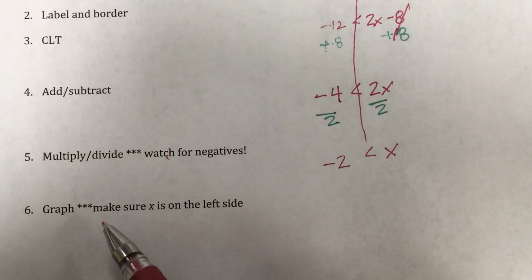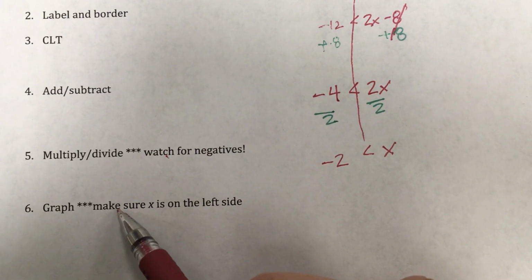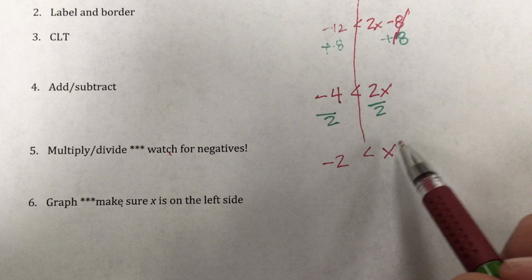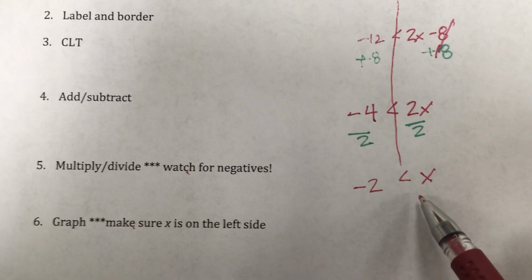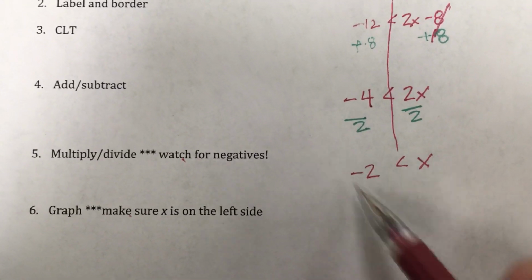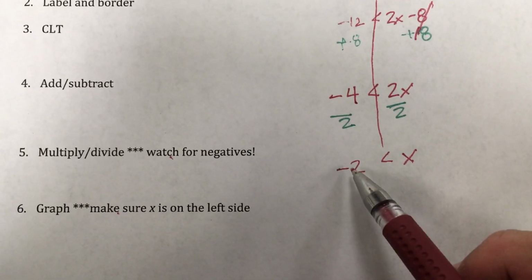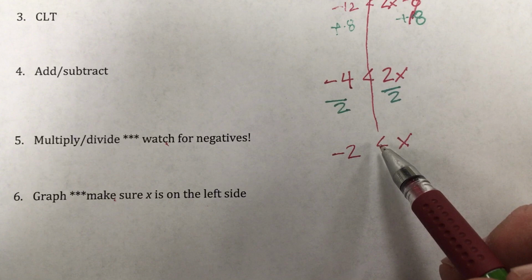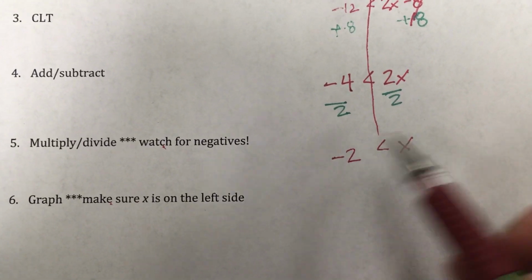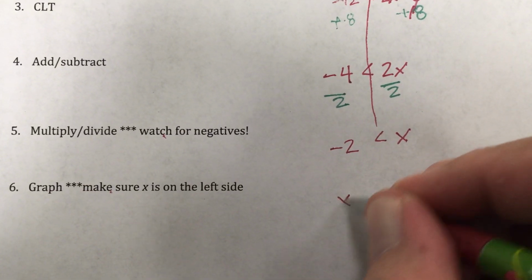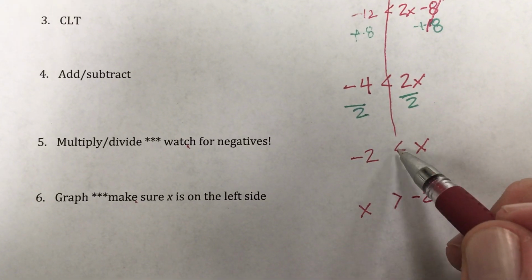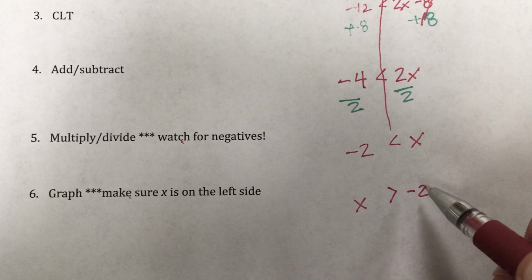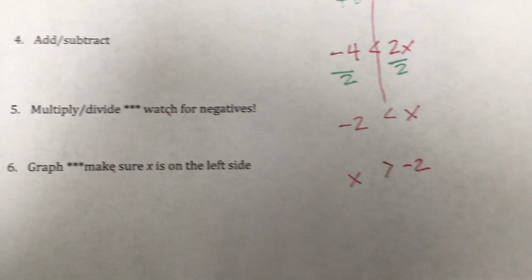The last thing we have to do is graph it on a number line. Another reminder is to make sure that the x is on the left side. On this problem, the x is on the right side, and through the symmetric property, we can always flip the equation and it's still equal to each other. So instead of -2 is less than x, we can flip it and say that x is greater than -2. Here we have -2 is smaller than x. Here we have x is bigger than -2. Those two things mean the exact same.